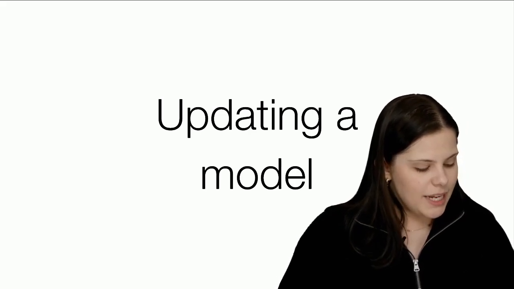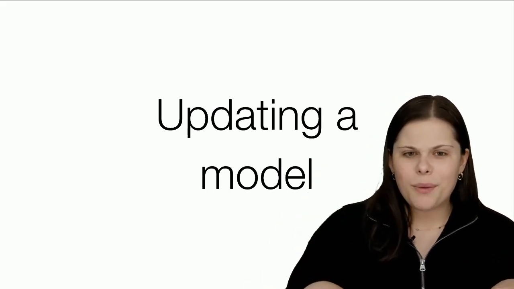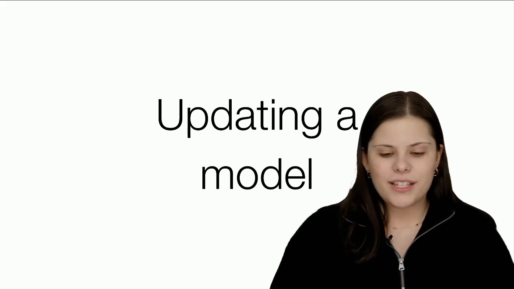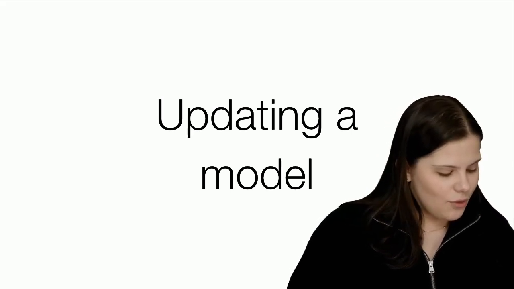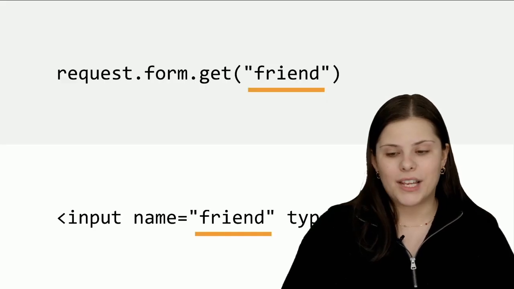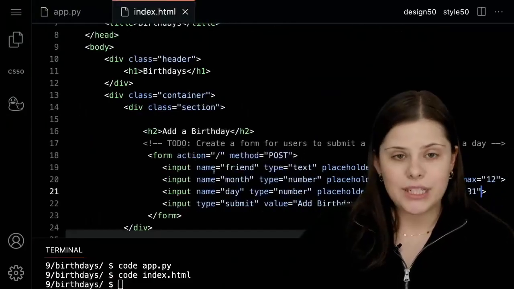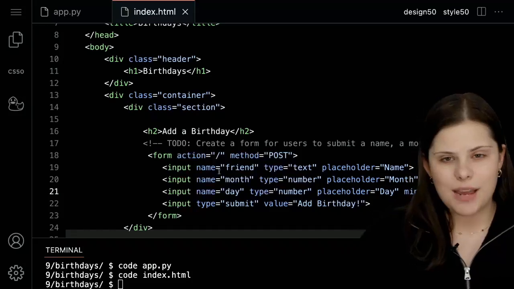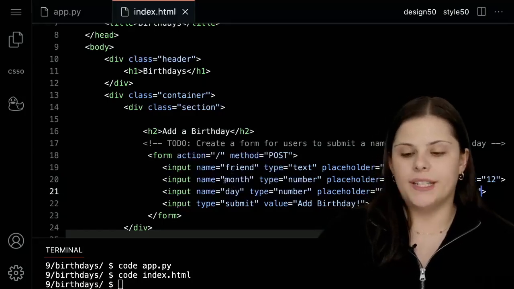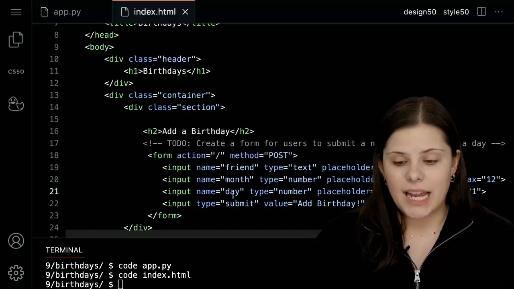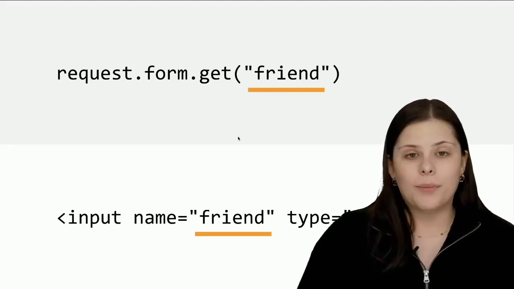So in terms of updating the model, how do we get the information from the website? We input it on the HTML, but where does it go? And this is, again, where we can wave our hands and say, this is how we make it work. Notice that when I was creating my input tags, I specified a name for each of them. For example, for the name field, it's friend, for the month field, it's month, and for the day field, it's day. And these are exactly the parameters that will help us grab these values.